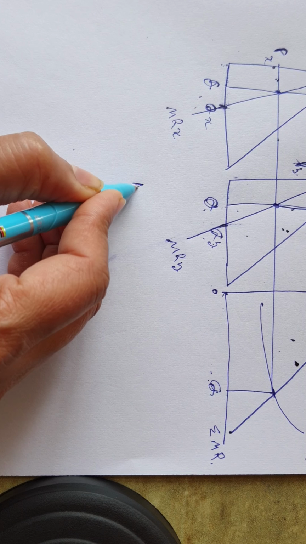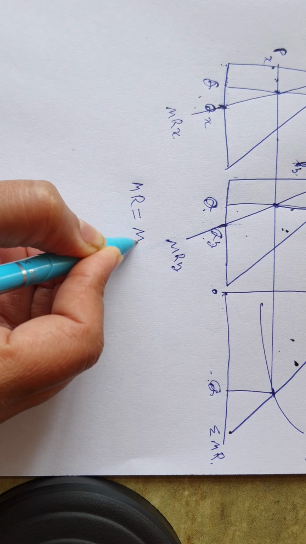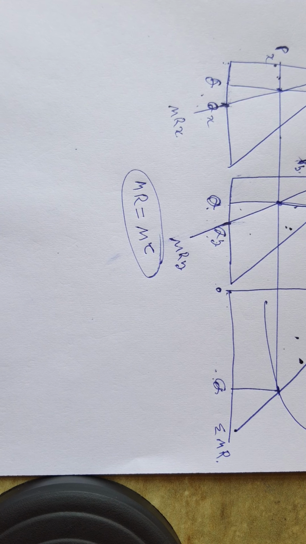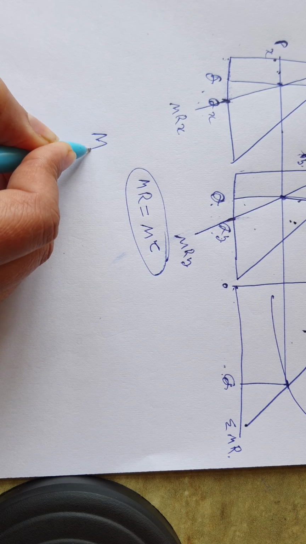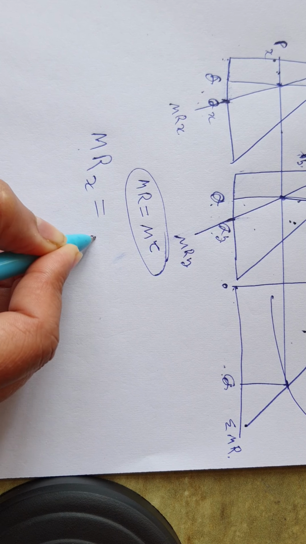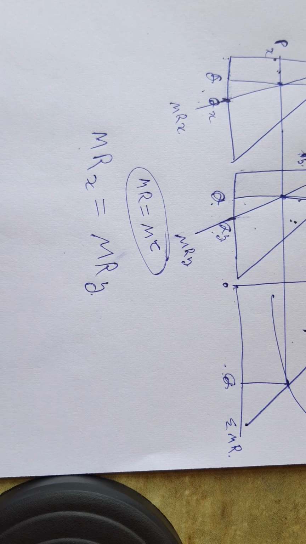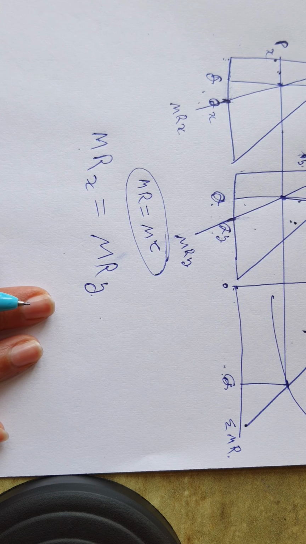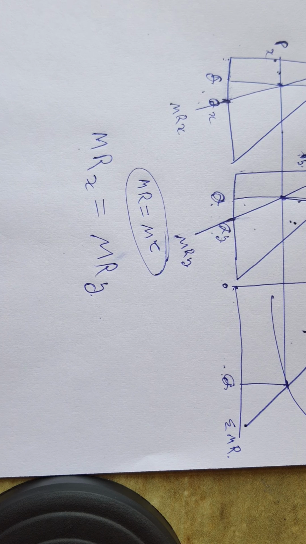We always do this. Marginal revenue should be equal to marginal cost. We always do that for profit maximization. But here one more step we have added, and what is that? That is marginal revenue of X should be equal to marginal revenue of Y. We are taking here example of 2 commodities. Even if we take example of 3 commodities, 4 commodities, same condition will be applicable.